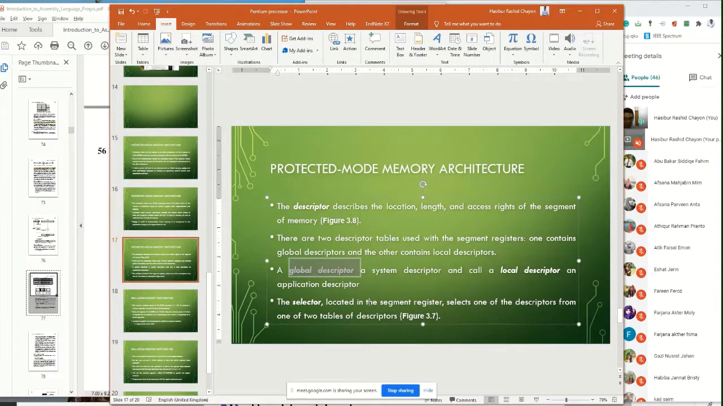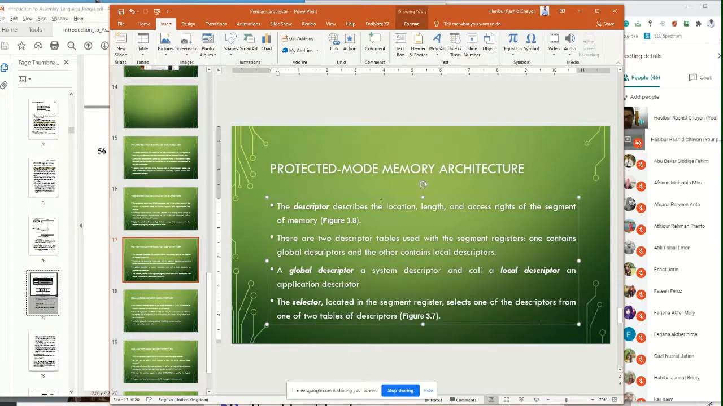Another one is called a local descriptor. In the local descriptor, they save the user applications. For example, in this table they store the information about which memory location our PowerPoint is saved in, and which memory location our Adobe Reader is saved in. That means the local descriptor saves those memory descriptions related to user applications. Whereas in the global descriptor, they store the memory information where system-related information is stored. Okay, so those are the two types of descriptor.